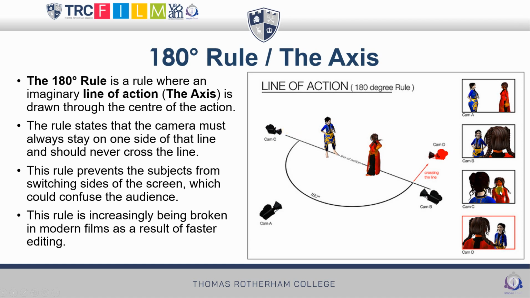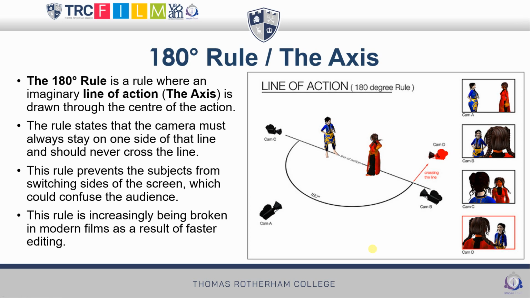Blue woman on the left, red woman on the right. But if we were to move the camera to position D, the red woman's on the left, the blue woman's on the right. They switch sides of the screen. This can be confusing. Now, in a simple shot reverse shot structure like this, that's not really going to confuse the audience too much. They can deal with that.